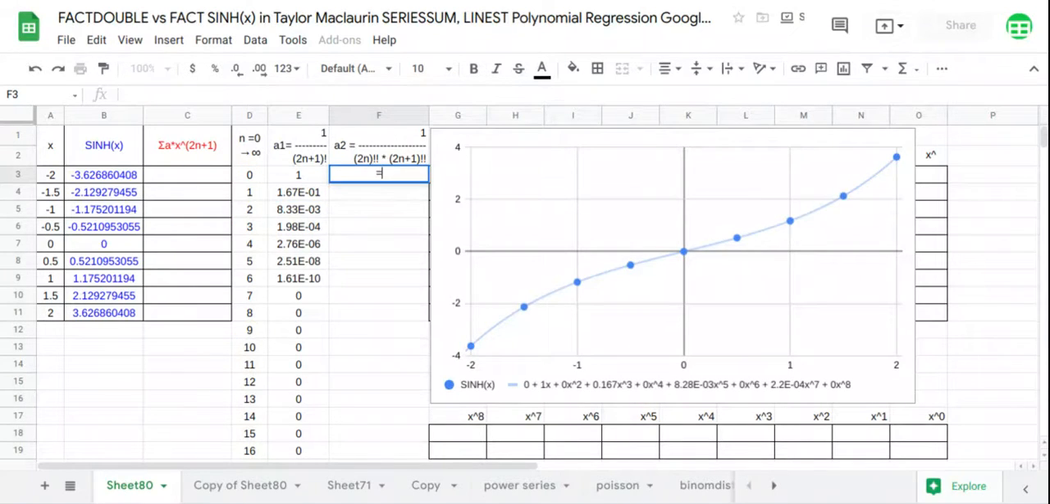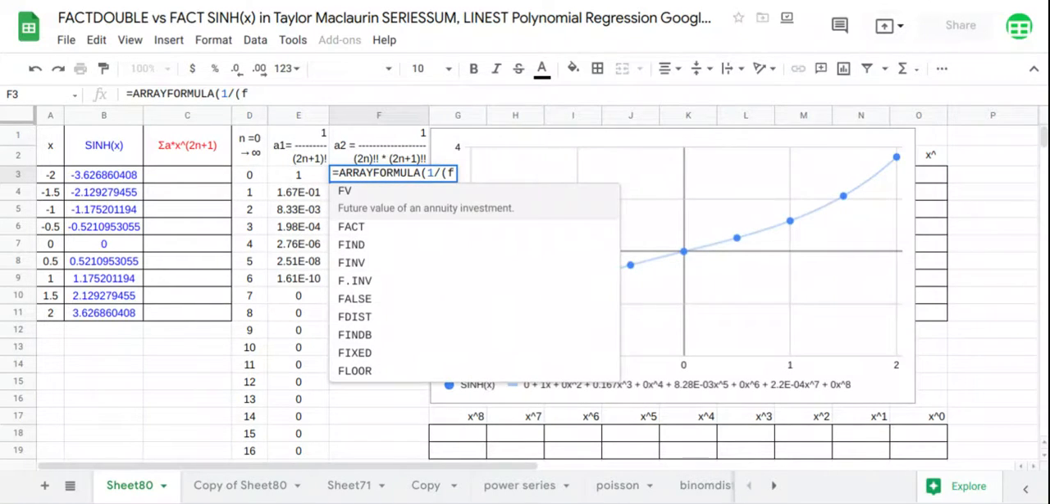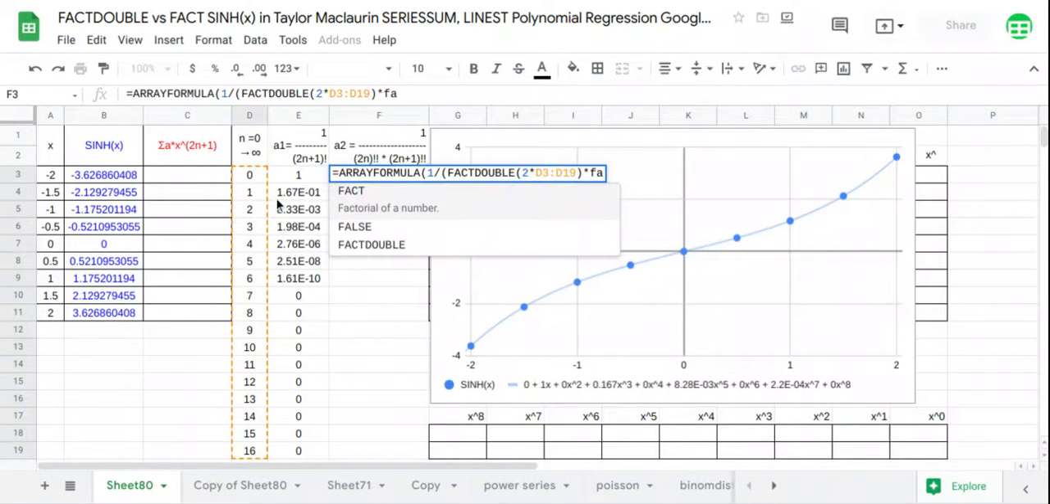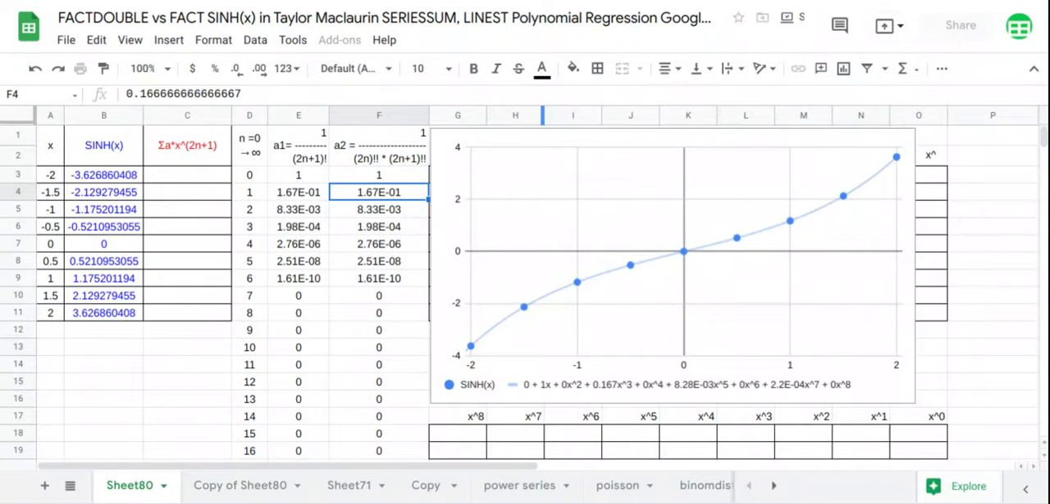And the double factorial, which is array formula, 1 over, now there are two parts, double factorial, 2 times n. The second part, double factorial again, 2n plus 1, 2 times n, that's 2 times n, 2n plus 1. Their values are exactly the same. So these are exactly the same.